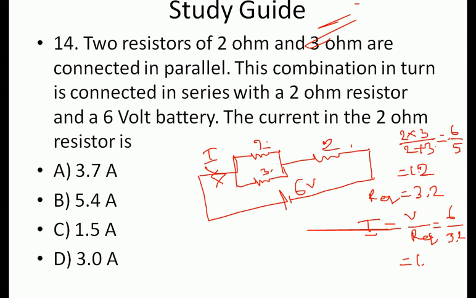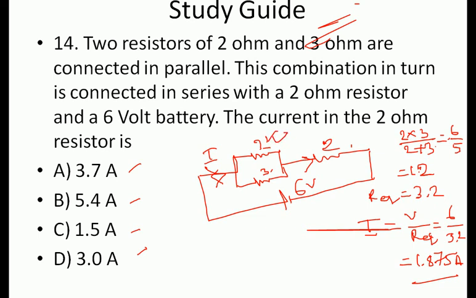Okay, in your RRB exam, a virtual calculator will be provided. 6 divided by 3.2, 1.875. So you can see this option is not given here. That means 1.875 is actually flowing through this 2 ohm resistor, but the option is not given, so it will not be the answer. So let us find it for this 2 ohm also.